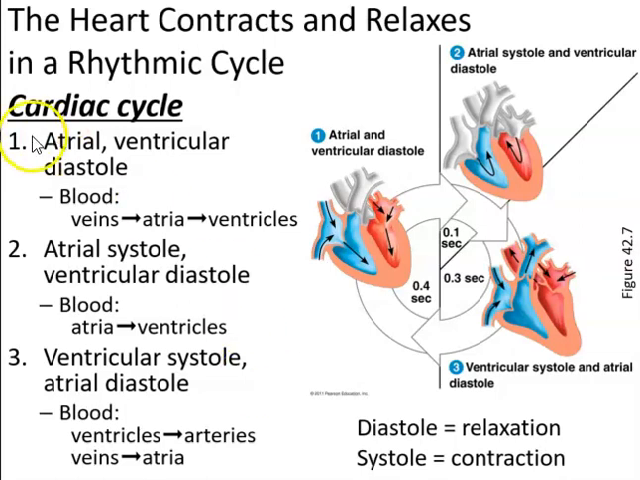So for example, number one, when the atria and ventricles are both relaxed and filling with blood, right now in number one, they are undergoing both atrial and ventricular diastole. So blood is returning from the veins to the atria and they're filling. From the atria, the blood will passively flow into the ventricles. So both atria and ventricles are undergoing diastole at this point.